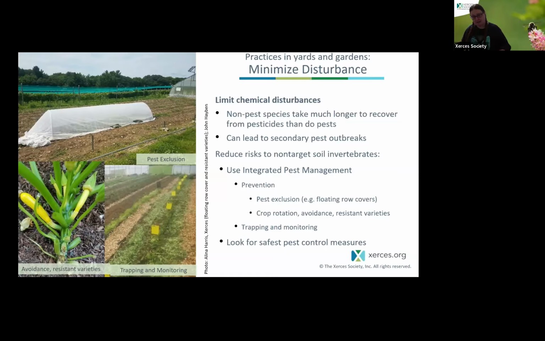We only want to have to use extreme interventions when they're needed. So one of the things we are trying to eliminate is unnecessary pesticide applications. And we want to look for the safest pest control measures. So ones that have the least impact on beneficial insects.